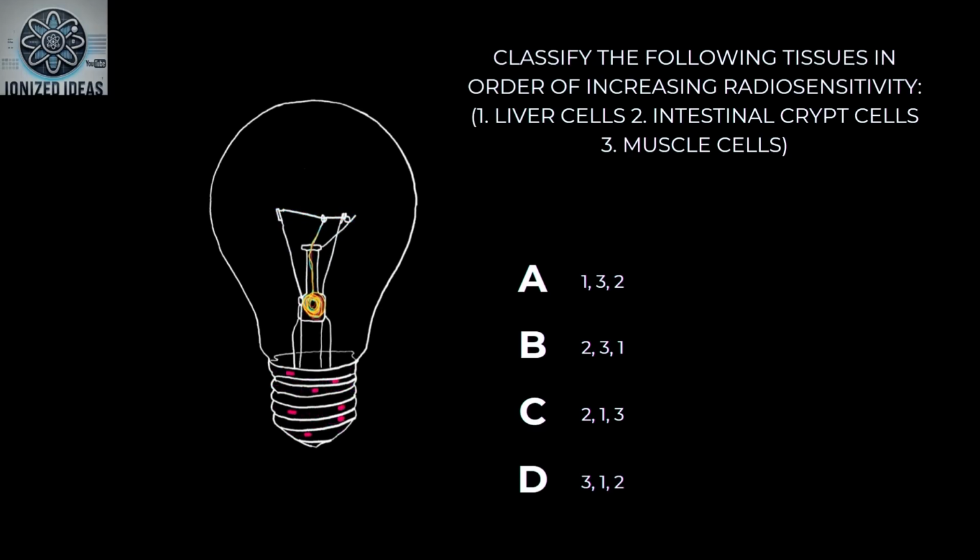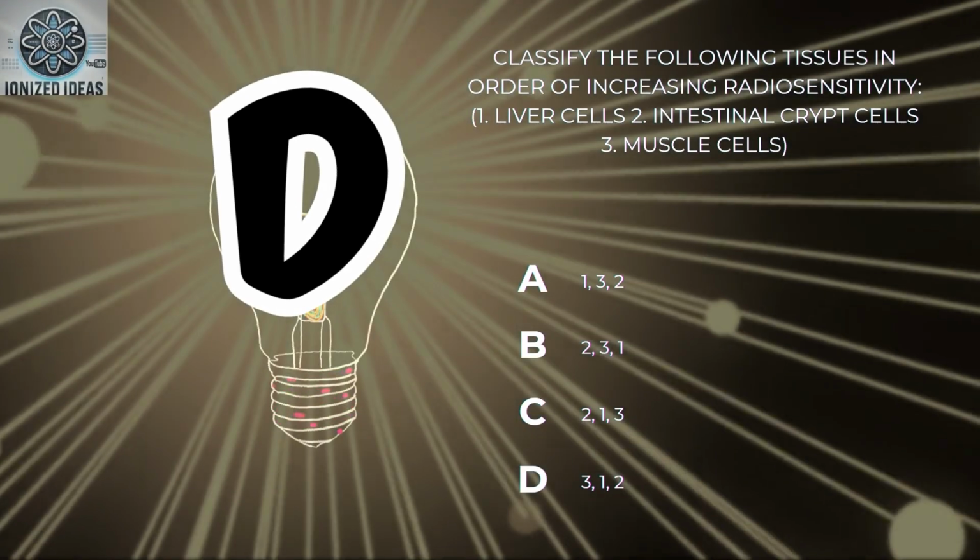Classify the following tissues in order of increasing radiosensitivity. 1. Liver cells. 2. Intestinal crypt cells. 3. Muscle cells. A. 1, 3, 2. B. 2, 3, 1. C. 2, 1, 3. D. 3, 1, 2.